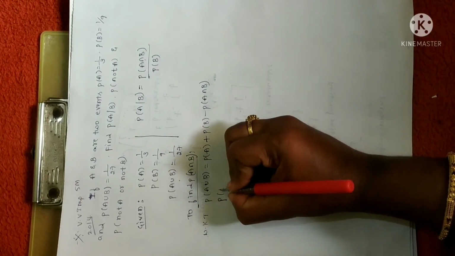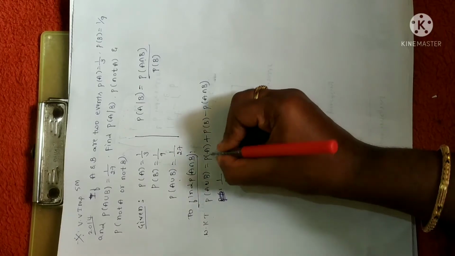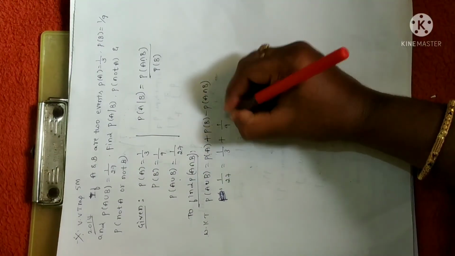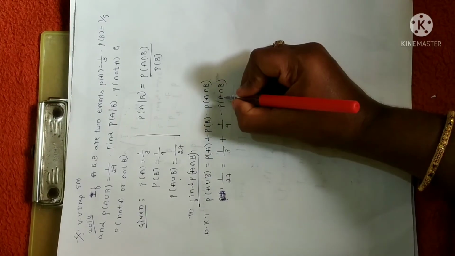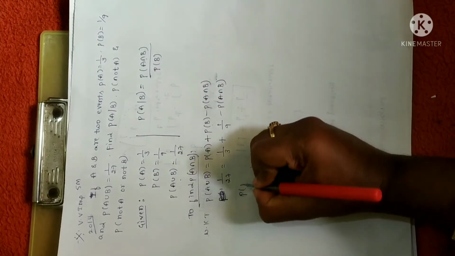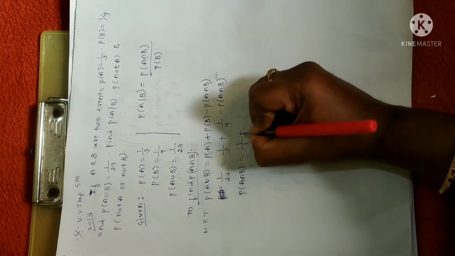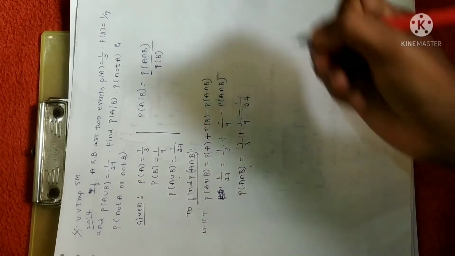So probability of A union B is given. I'll just substitute: 1 divided by 27 is equal to probability of A, which is 1 by 3, plus probability of B, which is 1 by 9, minus the probability of A intersection B, which we have to find. Now I'll just shift this term here. So you will get plus probability of A intersection B is equal to 1 by 3 plus 1 by 9. Shift 1 by 27, you will get minus 1 by 27.